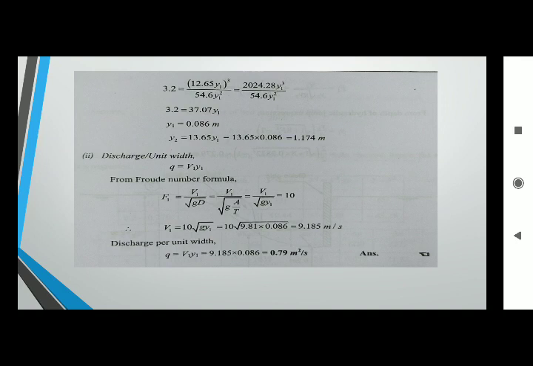If I substitute this y1 value in this y1 and y2 relationship, y2 is equal to 13.65 times y1, then I can calculate y2 also. y2 is equal to 13.65 times y1, which is nothing but 1.174 meter. Here y1 and y2 both are sequent depths.